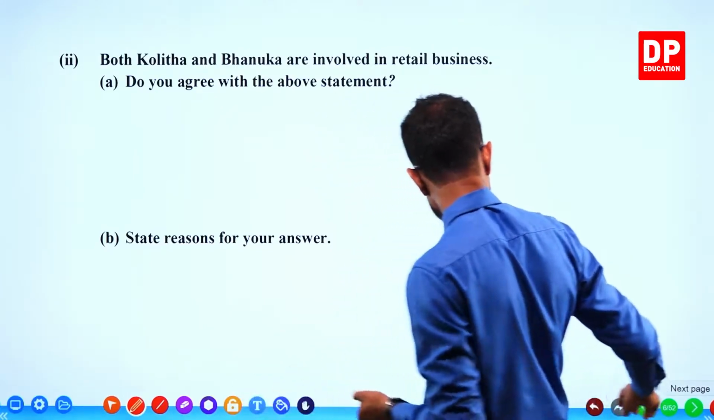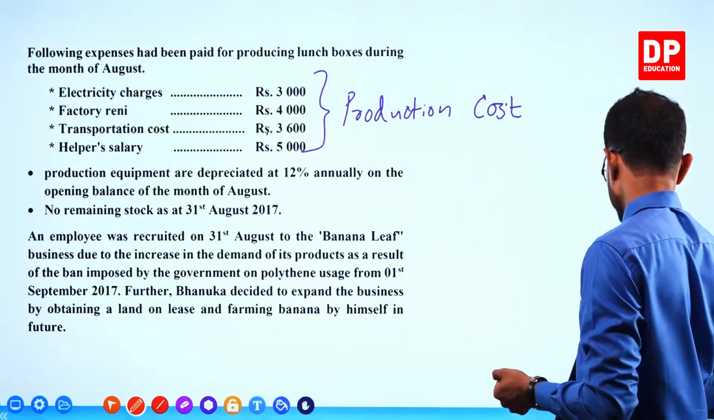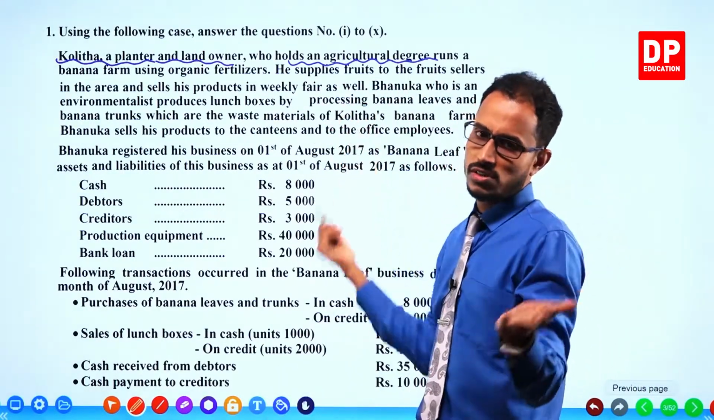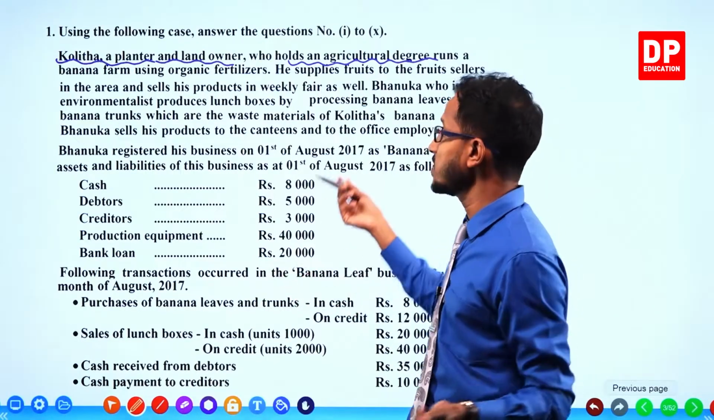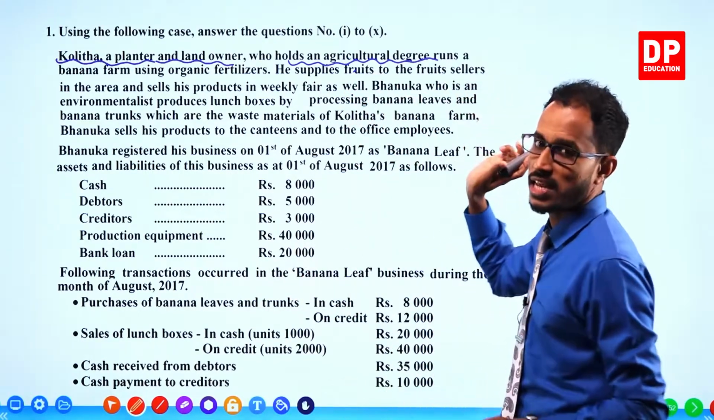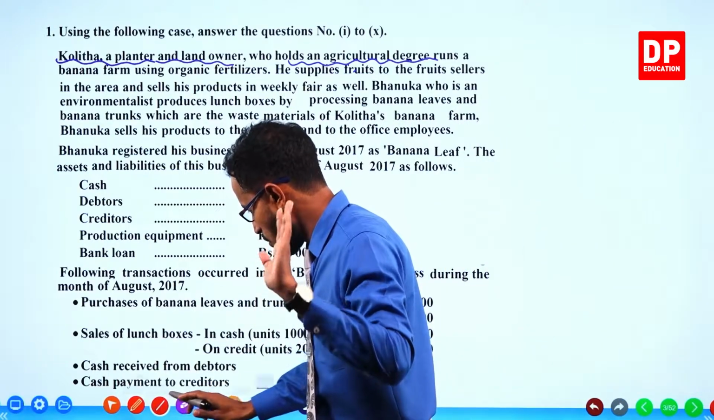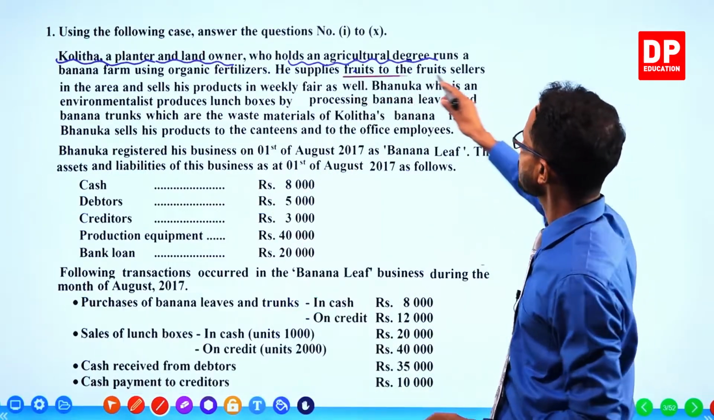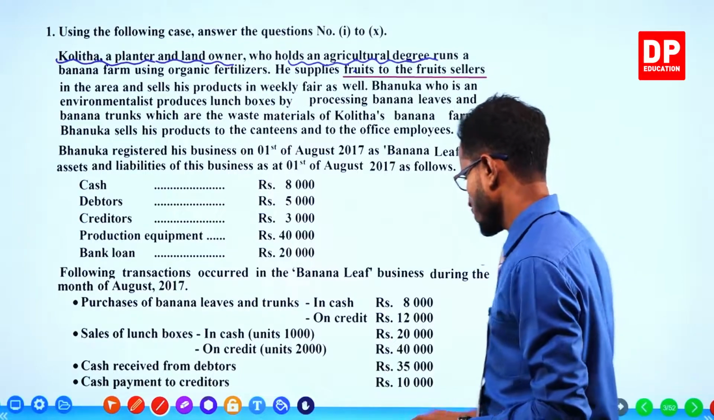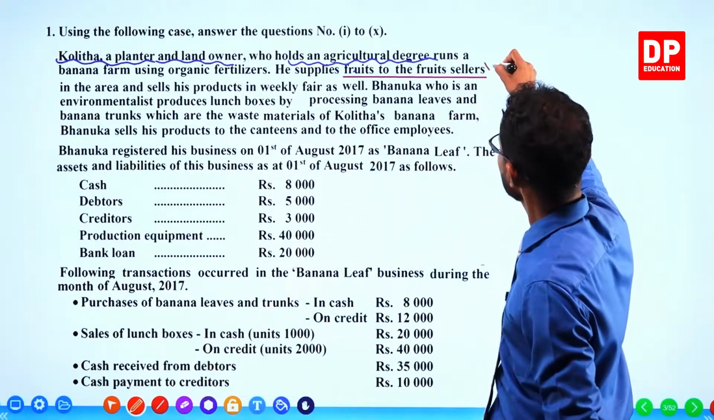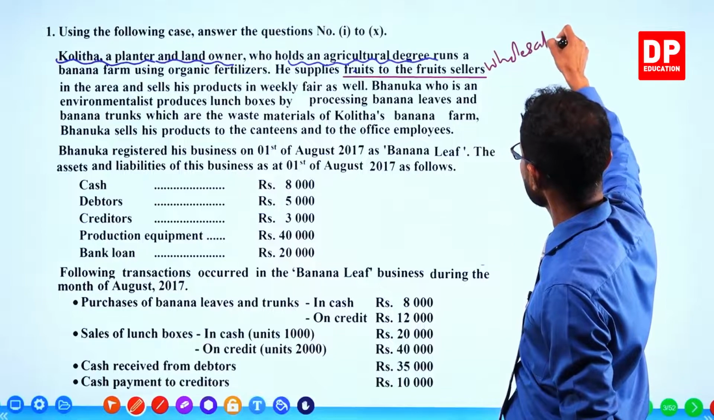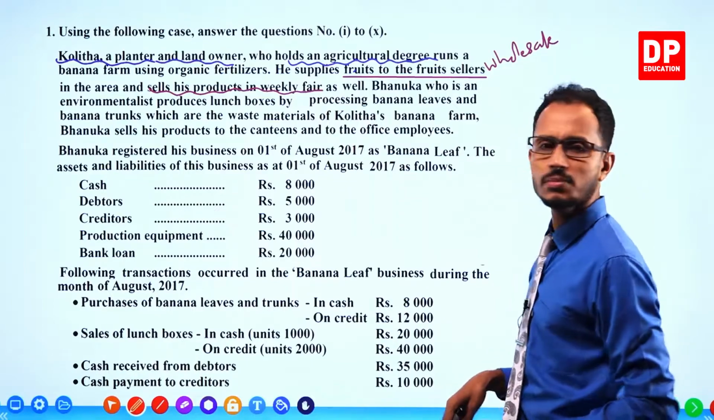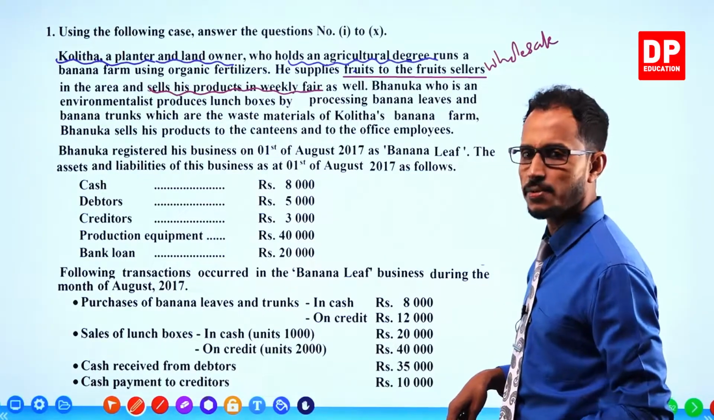Why? You didn't see that part. See? This guy supplies fruits to the retailers. Okay, that is a wholesale function. Kolita is supplying to other fruit sellers. That is a wholesale function. I admit, no doubt about that. But he sells the products to weekly fair, to customers. So he's involved in retailing.